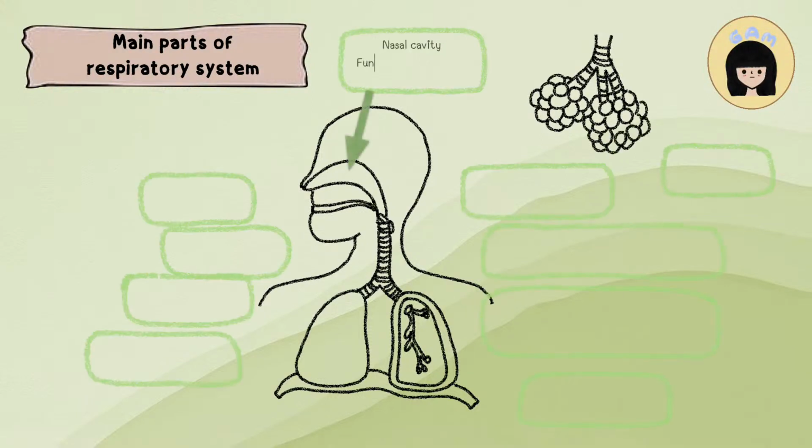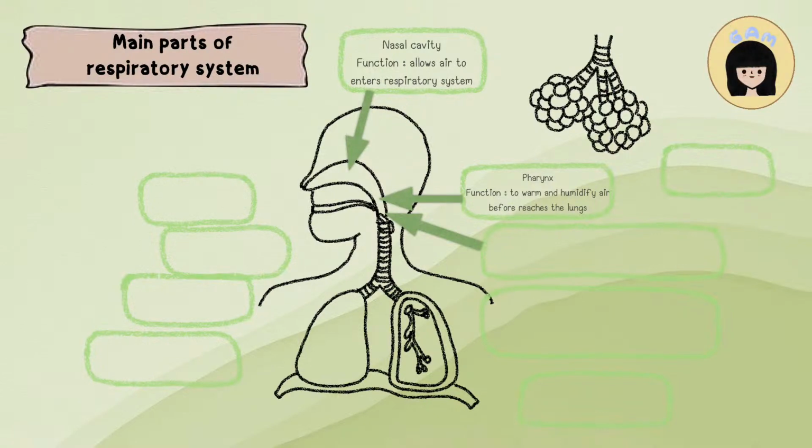Nasal cavity function: allow air to enter the respiratory system. Pharynx function: to warm and humidify air before it reaches the lungs. Epiglottis function: cover the entrance of the larynx so the food will not get into the lower respiratory tract when swallowed.